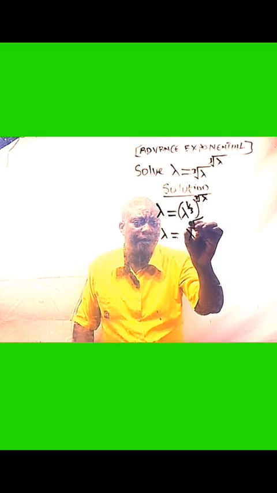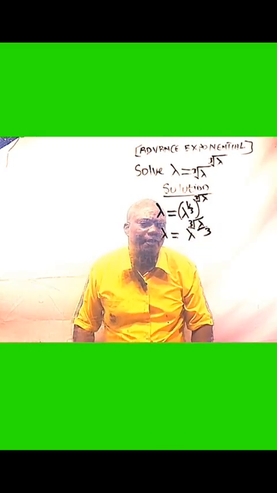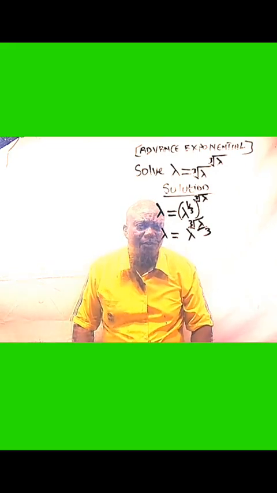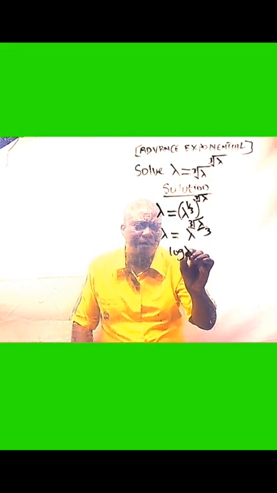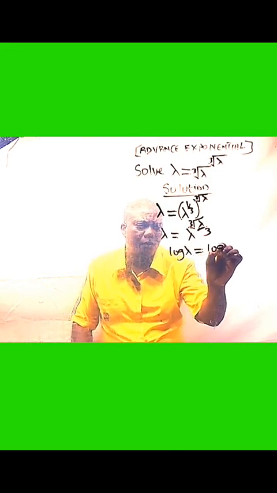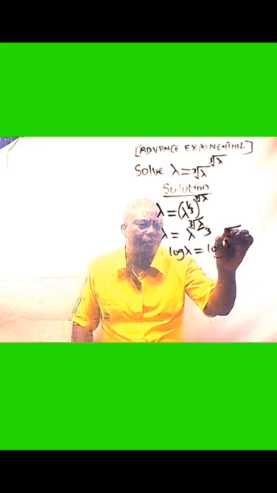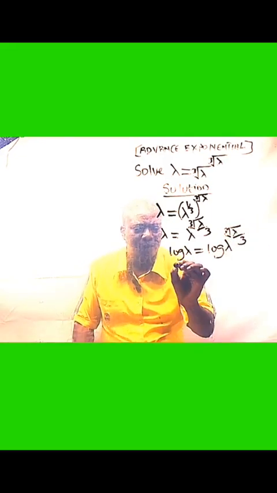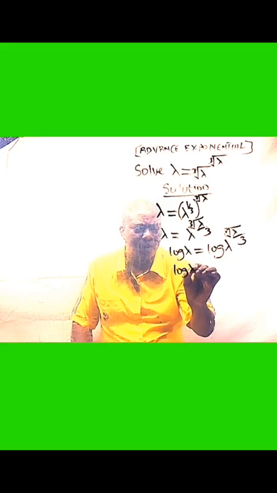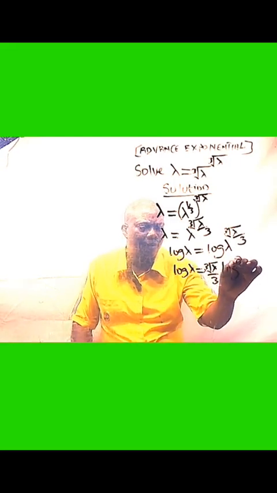of cube root of lambda over 3. So to go further now, you take the log of both sides. So you have log of lambda equals log of lambda to the power cube root of lambda over 3. Let's continue. So log of lambda will be equal to cube root of lambda over 3 log lambda.